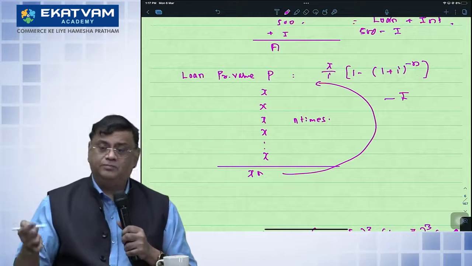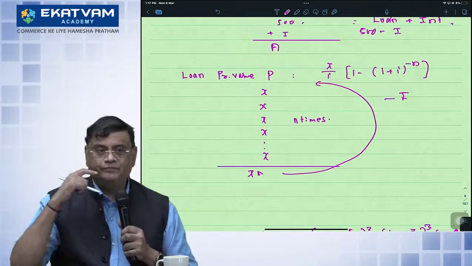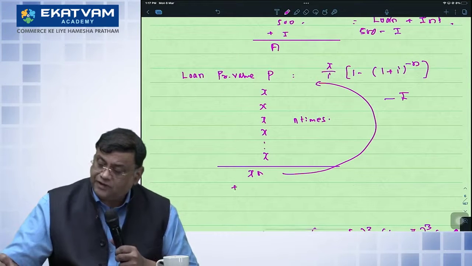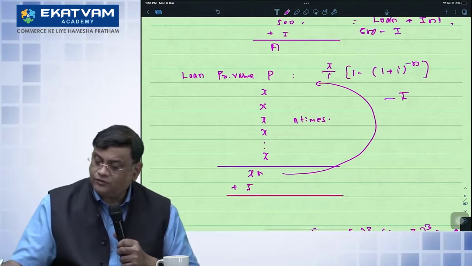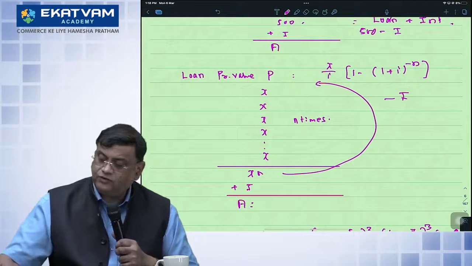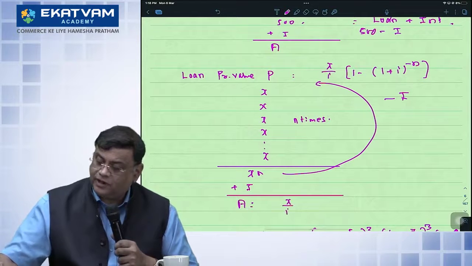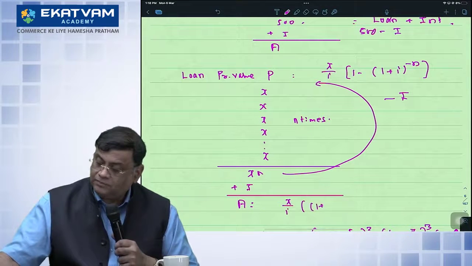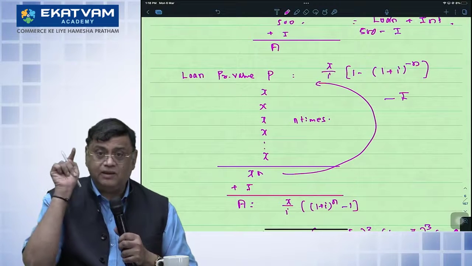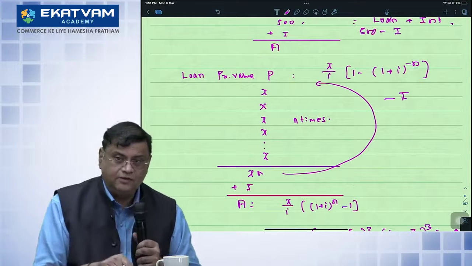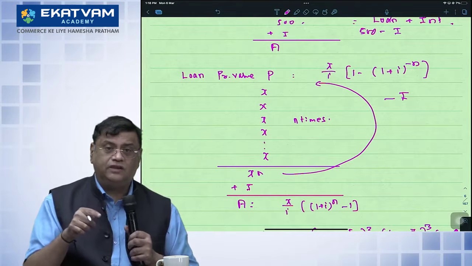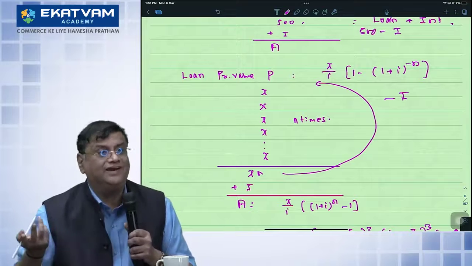And if the same problem is about a deposit, then you will get XN plus interest. So that is going to be the future value, and that future value is computed by the formula X over I times (1 plus I) raised to N minus 1. If this table settles well in your mind, then there will be no confusion about whether to find P or A.